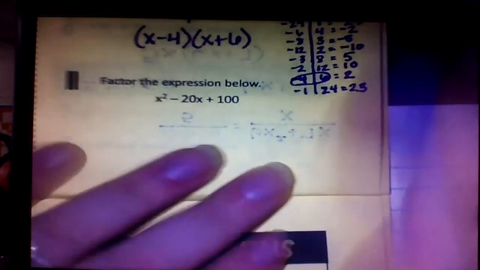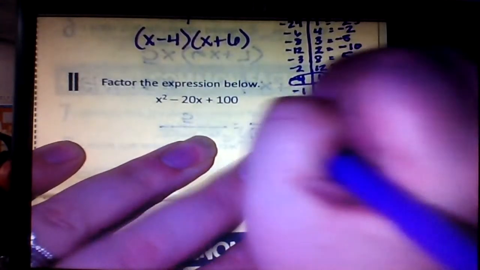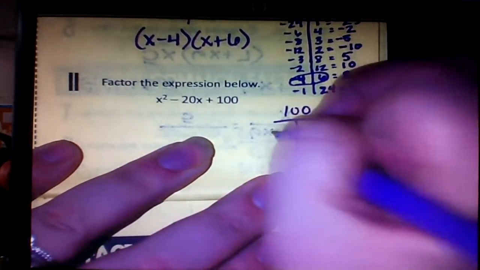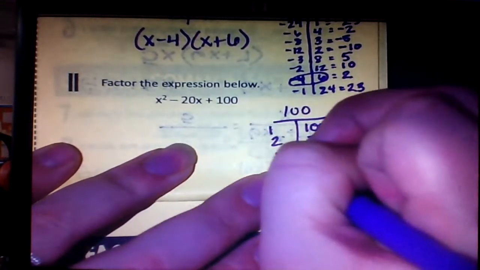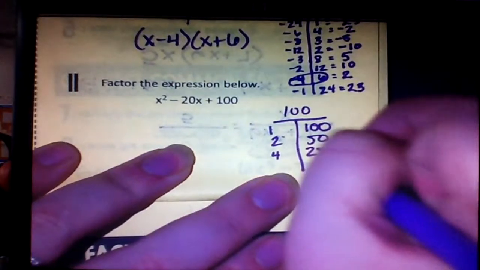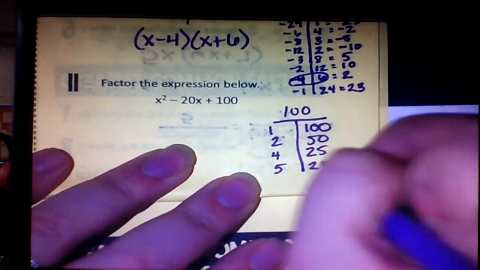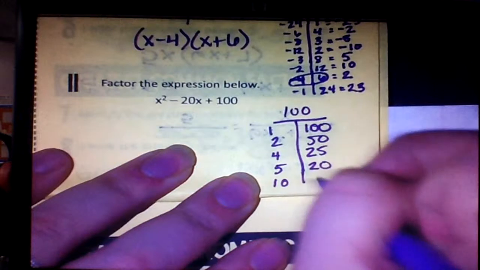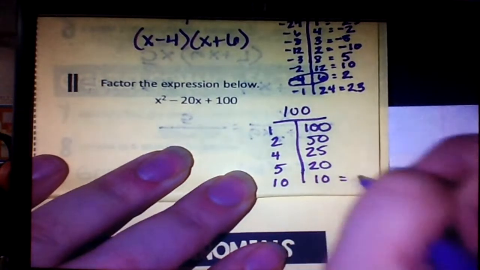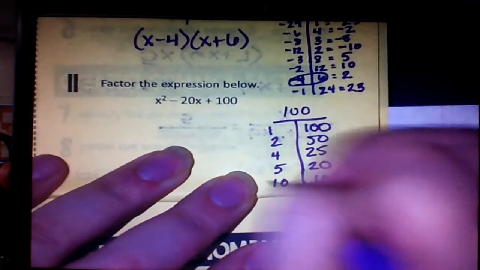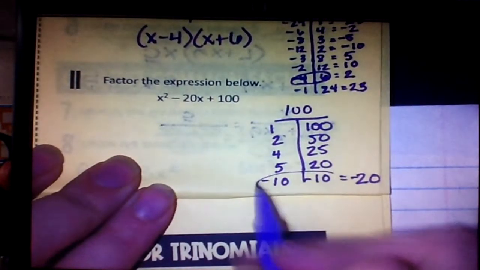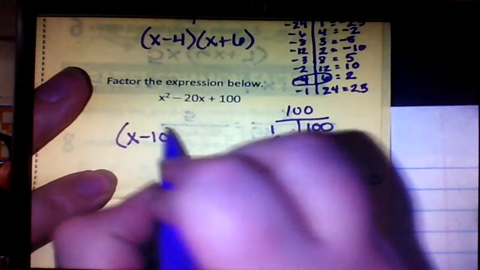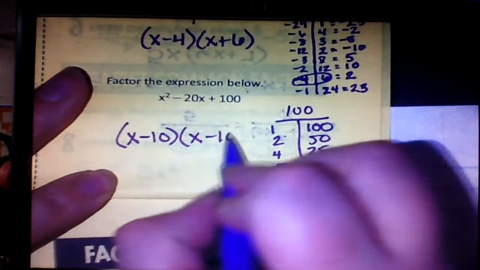Okay, so let me put down everything we just put on that whiteboard. So we had 1 and 100, we had 2 and 50, we had 4 and 25, we had 5 and 20, and we had 10 and 10. And I want this to be 20, and I want it to be a negative, so we switch the signs to both negative. So we choose this one. So my answer is going to be x minus 10 times x minus 10.